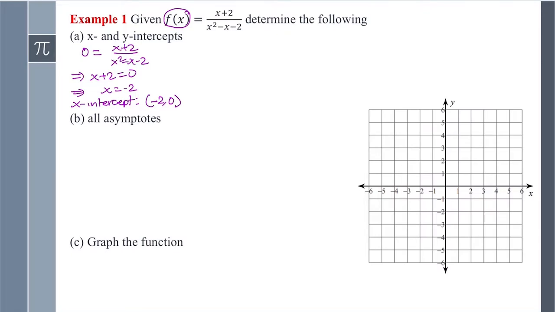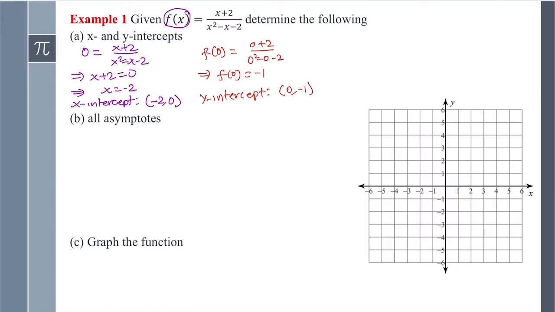Now let's go ahead and find the y-intercept. To find the y-intercept, we set x equal to 0. So we do f of 0 equals 0 plus 2 over 0 squared minus 0 minus 2. That gives us f of 0 equals 2 over negative 2, which is negative 1. That means the y-intercept of this function is 0, negative 1.